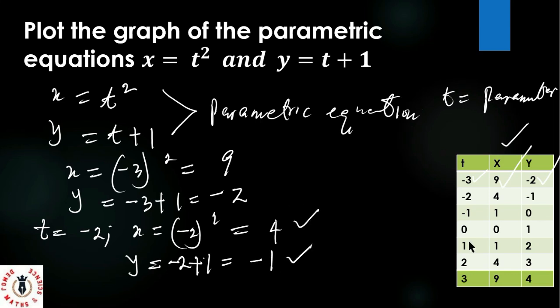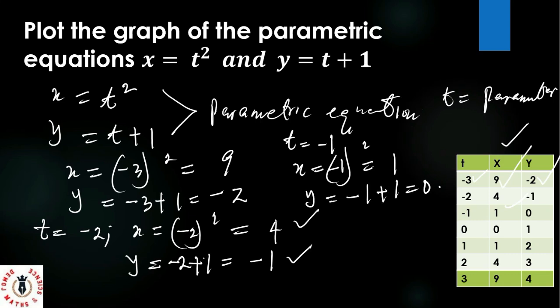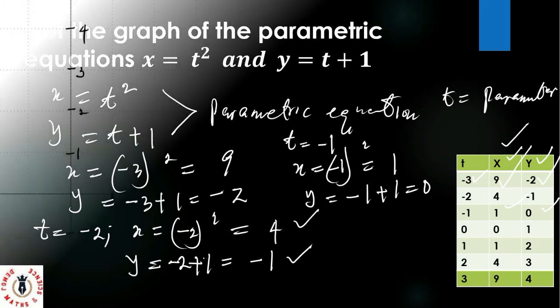With this, you can populate the rest. When t is equal to minus 1, my x will be minus 1 all squared, which is equal to 1. And my y will be minus 1 plus 1, which is equal to 0. Now, we have seen the corresponding values of x and y in these parametric equations. Now we can plot the graph. Let's get ahead to plot the graph.